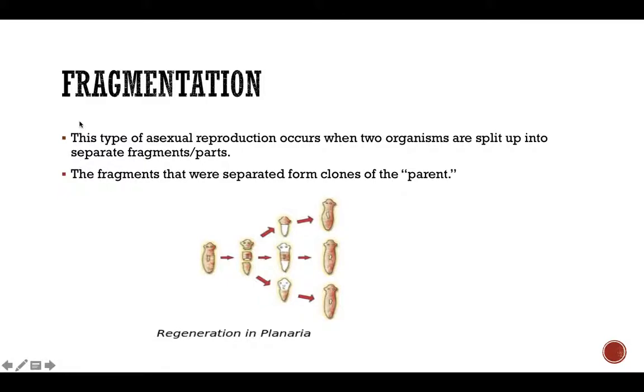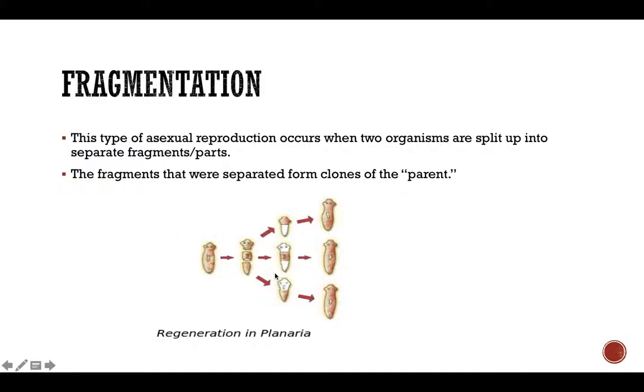The other type of asexual reproduction we're going to talk about is fragmentation. And this occurs when we cut an organism. I'm not sure why I said two organisms here. Let's pretend that that's not there. It occurs when an organism is split up into separate parts or fragments.